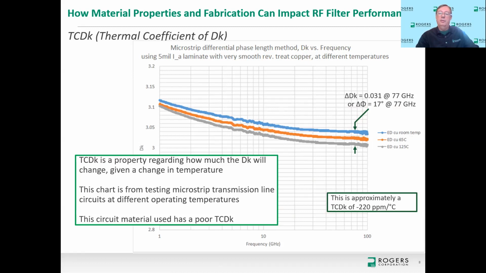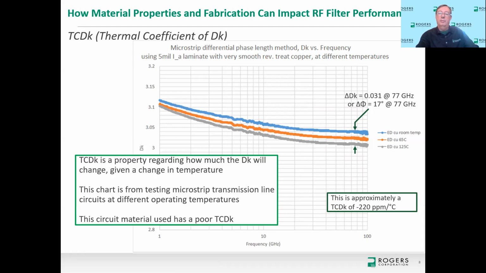And it does have a poor TCDK, or in other words, the dielectric constant will change a lot with a change in temperature. And here you can see at 77 gigahertz, the difference of these operating temperatures causes a dielectric constant change of 0.031 at 77 gigahertz.